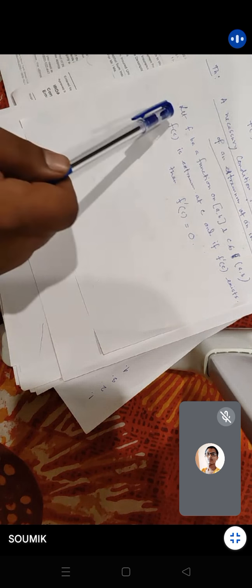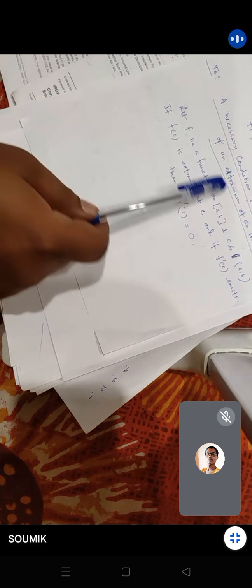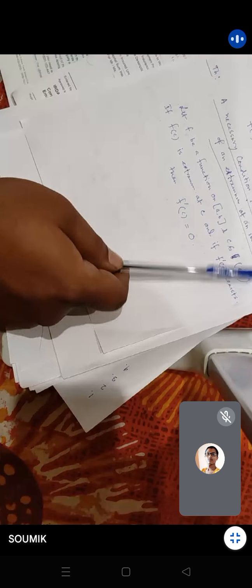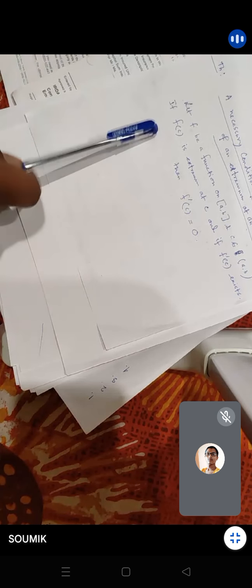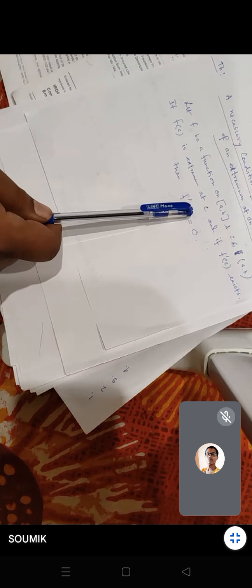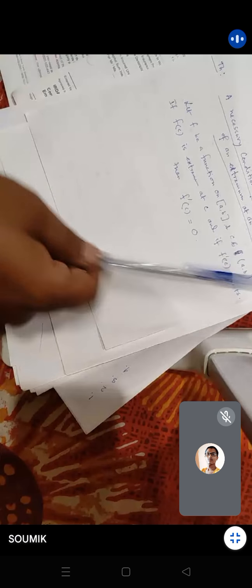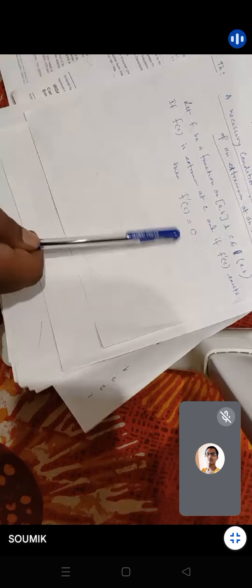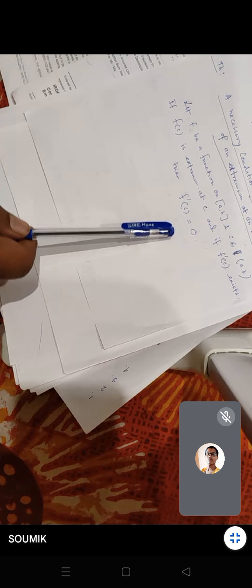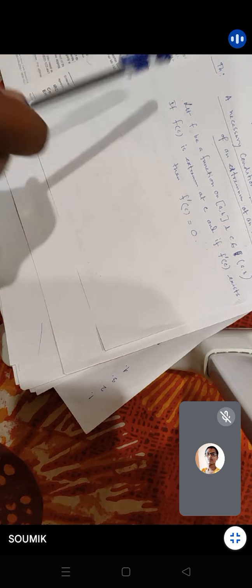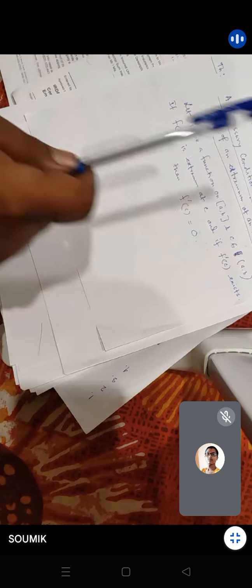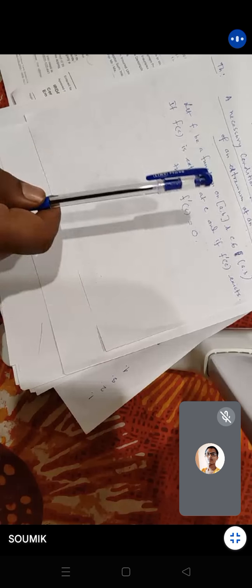Okay, so the necessary condition for the existence of an extremum at an interior point. What is the necessary condition? The necessary condition is: if f(c) is an extremum at c, and if f'(c) exists, then f'(c) equals 0. This is the necessary condition. So what is the geometrical significance of this theorem?